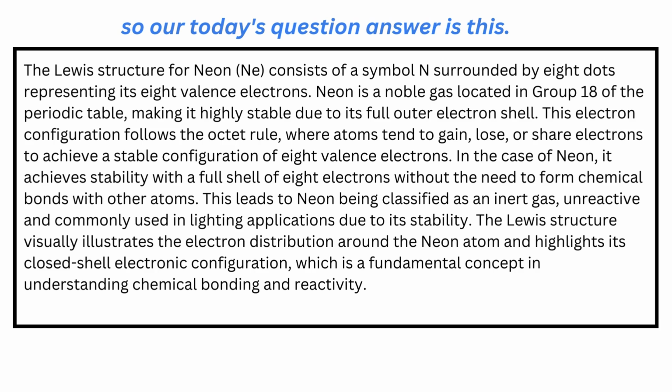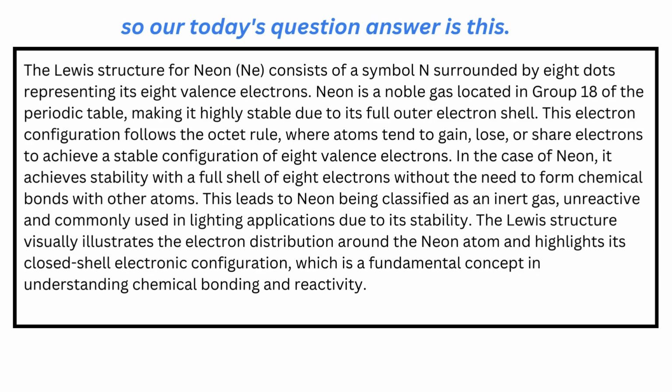This electron configuration follows the octet rule, where atoms tend to gain, lose, or share electrons to achieve a stable configuration of 8 valence electrons. In the case of neon, it achieves stability with a full shell of 8 electrons without the need to form chemical bonds with other atoms. This leads to neon being classified as an inert gas, unreactive, and commonly used in lighting applications.